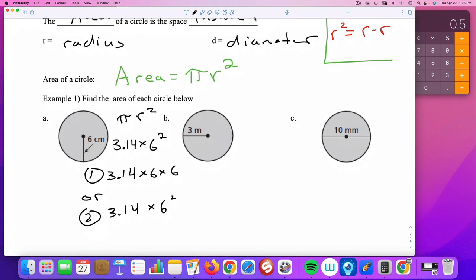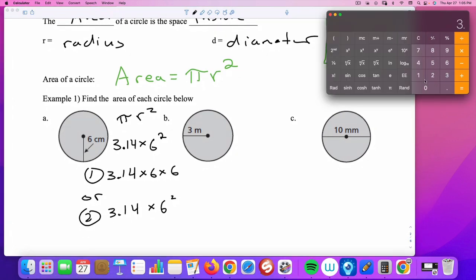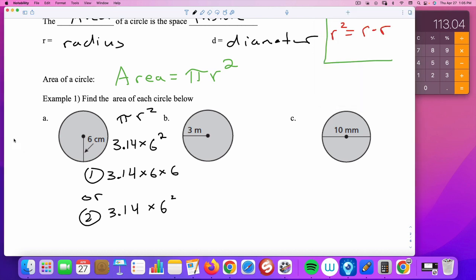If I do the first one, I'm going to type in 3.14, times 6, and then times 6 again, and then hit equals, and it should be 113.04. When you write the units, you're going to write centimeters and then squared. Anytime you're doing area, it needs to have that 2 above the units. Any questions about that? You can check in with your partner if you didn't know how to find that.